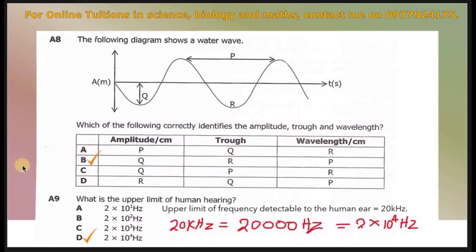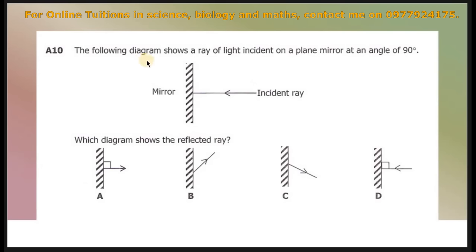So next, we move on to question 10, which says, the following diagram shows a ray of light incident on a plane mirror at an angle of 90 degrees. So there's a ray of light that is incident on a plane mirror at an angle of 90 degrees, meaning the angle between the plane mirror and the incident ray is 90 degrees like that. Okay, then they're saying, which diagram shows the refracted ray?